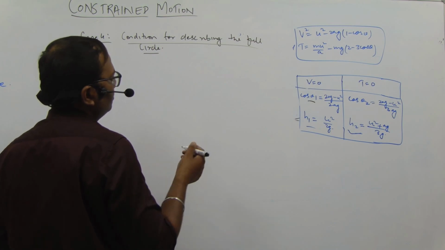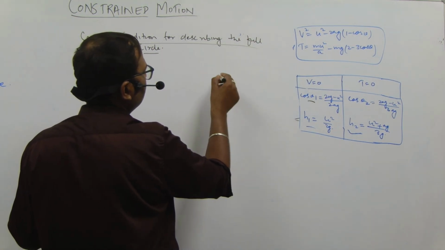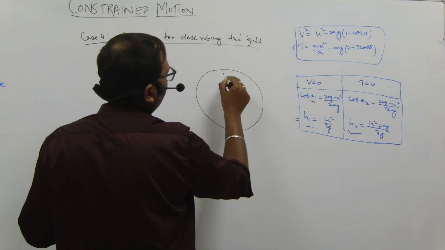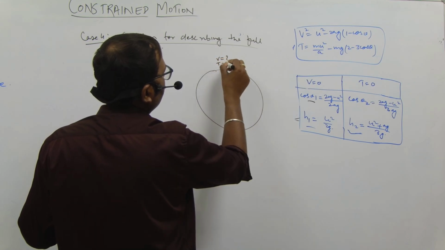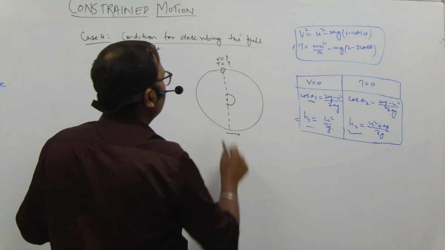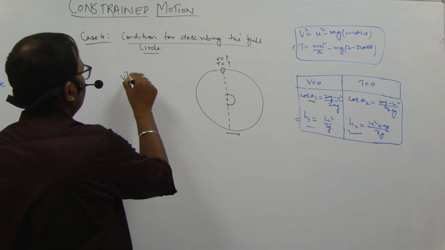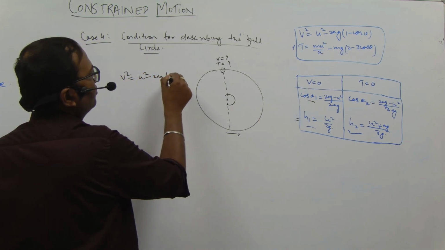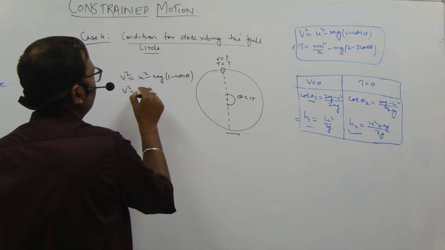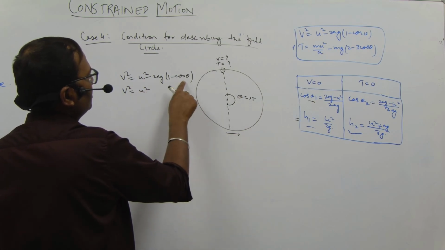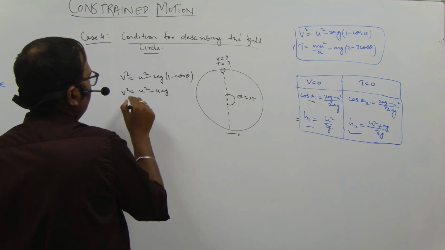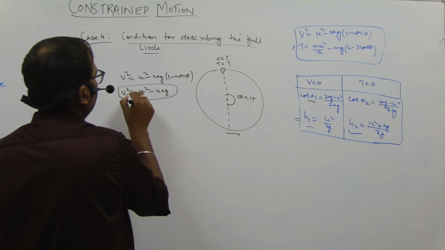So what is the condition? Let us find the velocity and the tension at the topmost point. We have v square equal to u square minus 2ag times (1 minus cos theta). Here theta is equal to pi, so cos theta is minus 1, and v square is u square minus 4ag. This is the value at theta equal to pi.